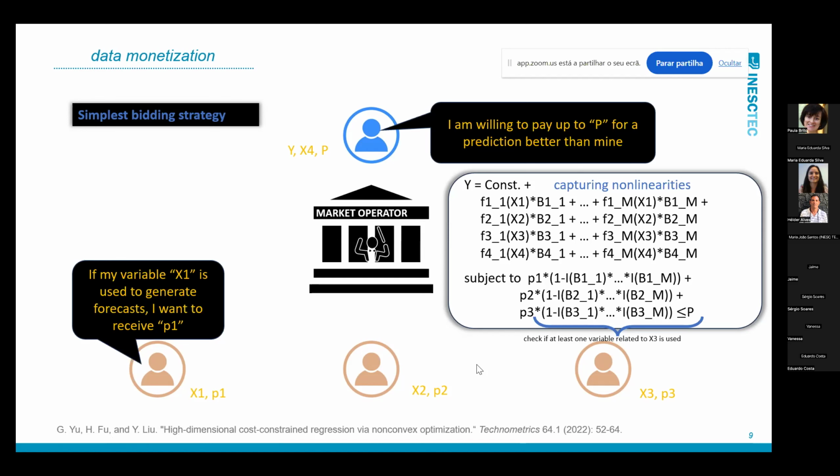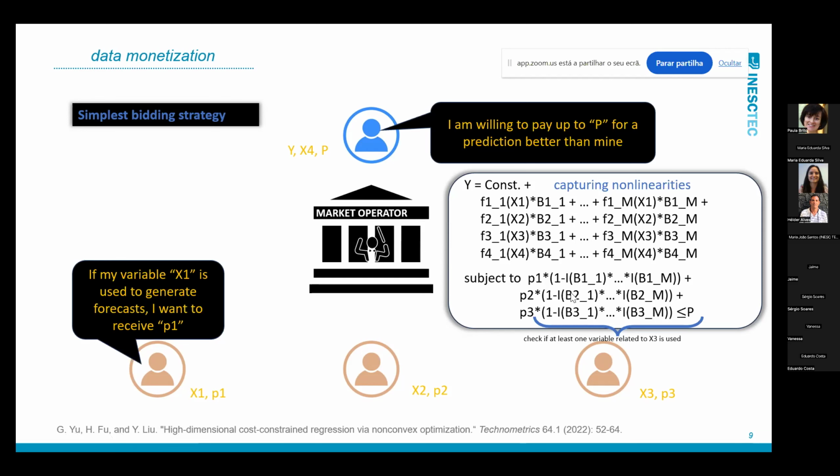Something we also consider here in the constraints is the following: if agent one wants to receive 5 cents for the variable x1, so if variable x1 is used here, he asks to receive the 5 cents. But then the market operator does the transformation. So this variable x1 can result in 10 new variables. How can we capture that in the price constraint?